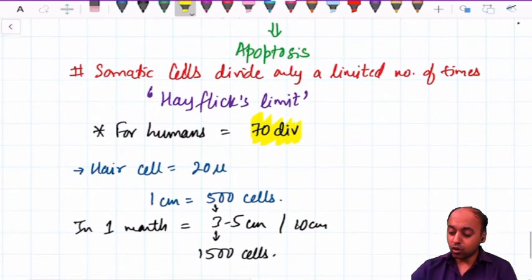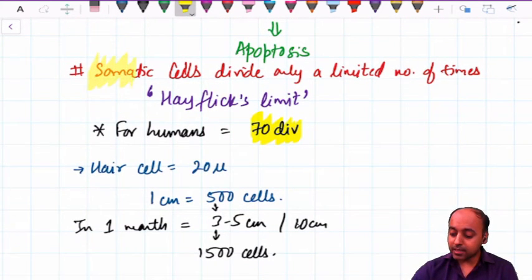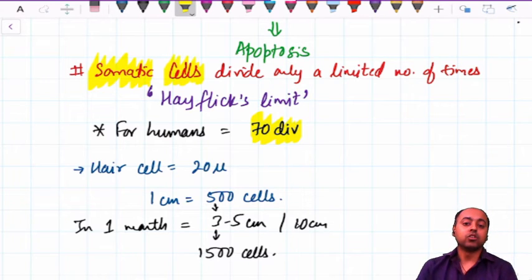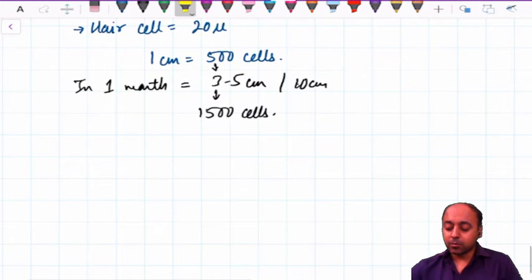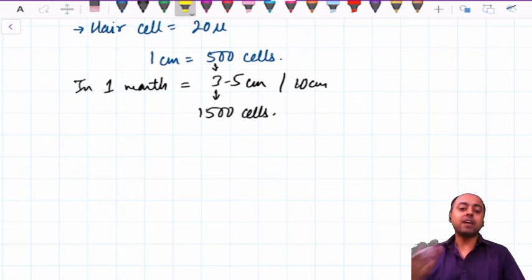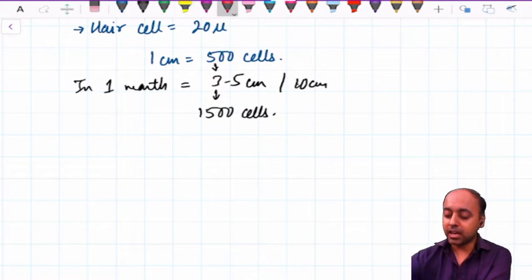It is true for the somatic cells. Somatic cells have a limited number of divisions, but it is not true for all other cells, meaning there is a mechanism to bypass this Hayflick's limit.